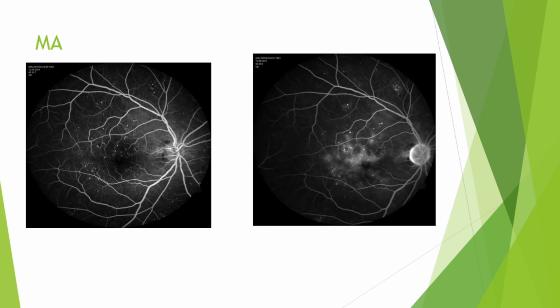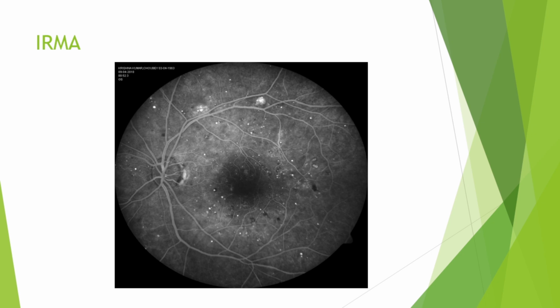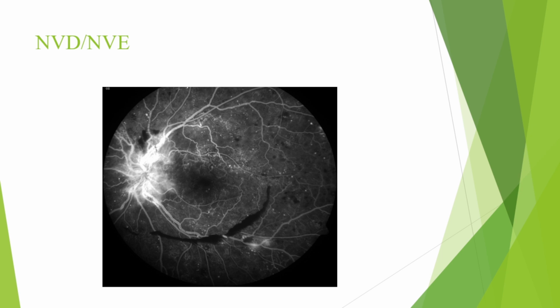So this is a picture of microaneurysm where you can see a dot of hyperfluorescence, which increases in intensity and size in the later phases. This is a picture showing IRMA, where you can see a hyperfluorescent network of capillaries just superior to the foveal region. So this is the IRMA, and we can see a lot of microaneurysms and other leaks.